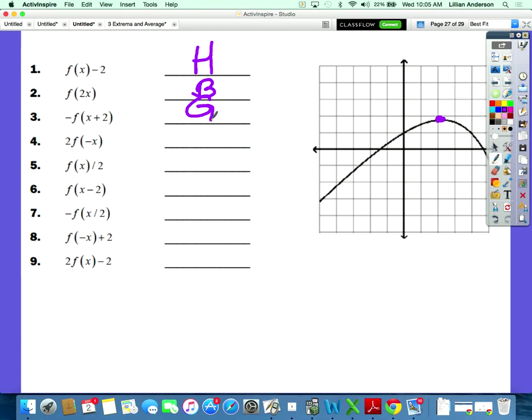So if I stretch it by a factor of 2, then that means that all my y's get multiplied by 2. So this point right here, 2, is now going to be at 2, 4, and then I've got to flip it, so it's going to be over here. Which one is that? F.